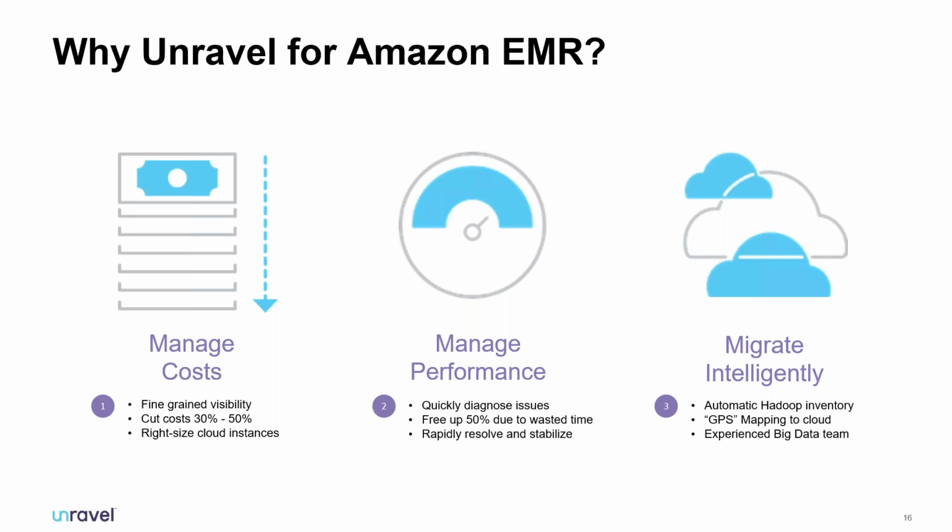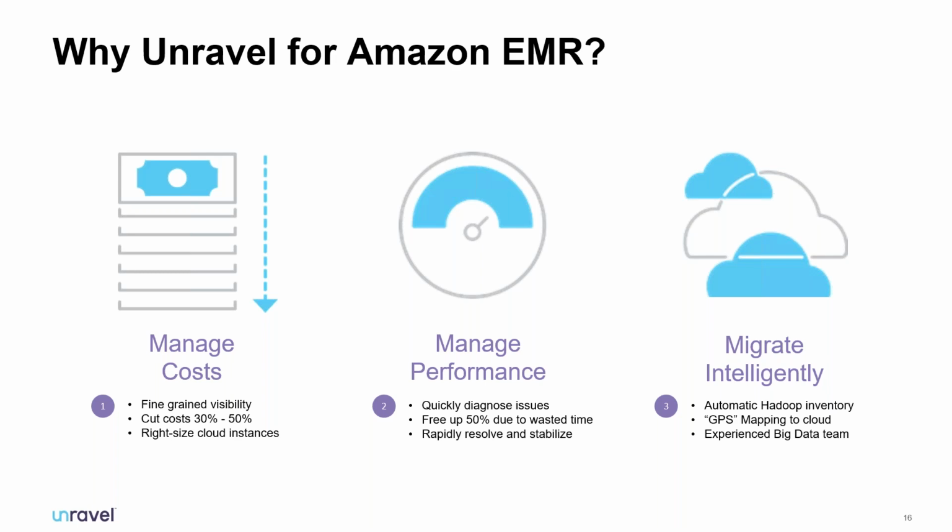The second point is to manage performance on a day-to-day basis, which increases productivity. One of the pain points of managing an EMR cluster is the difficulty our customers face in quickly diagnosing issues and resolving and stabilizing their system so that they can spin up new use cases or handle scalability demands, as I've talked about in the previous slide. So using Unravel for Amazon EMR, our customers are able to free up 50% or more of wasted time just sifting through logs and trying to triage issues that they may have in their system.